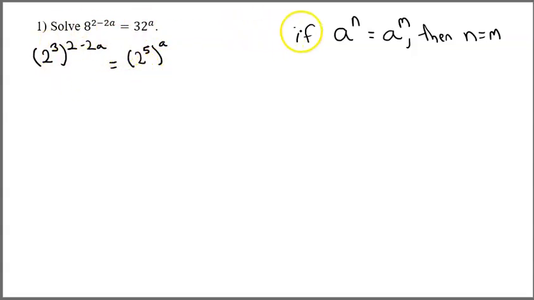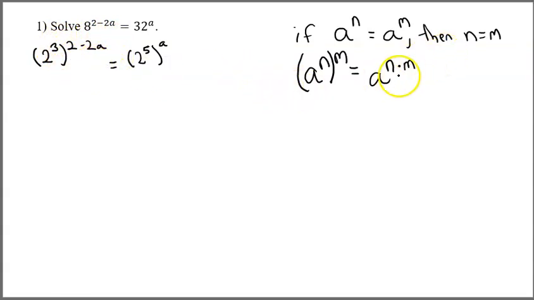Now, does this look like something to a power equals something to a power? No, so we've got to keep working. We have another property, called the power of a power property. It says if I have a power and I raise that to another power, I combine the exponents by multiplication. Here, the power inside on the left is 3, and the power on the outside is the expression 2 minus 2a.